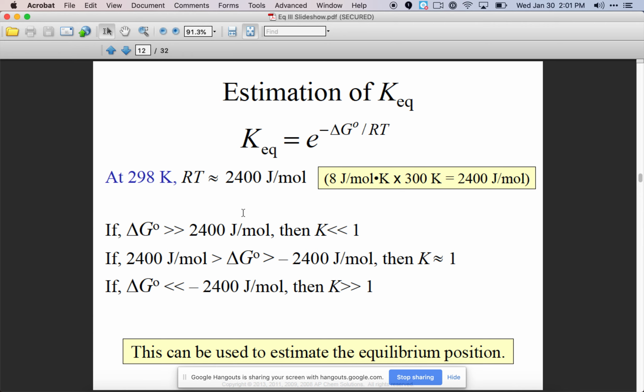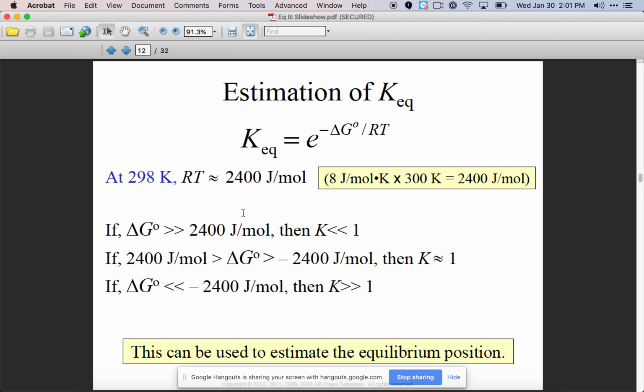And then you could have the opposite where they say that delta G is significantly smaller than negative 2400. So as a result of it, equilibrium has to be significantly greater than 1 for KEQ. Are we okay with this slide? Wait, and when K is greater than 1, is it thermodynamically favored? No, so you're doing the opposite here. You're just trying to estimate equilibrium. You're not trying to estimate delta G.